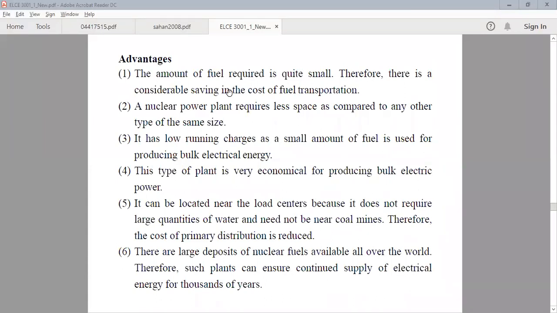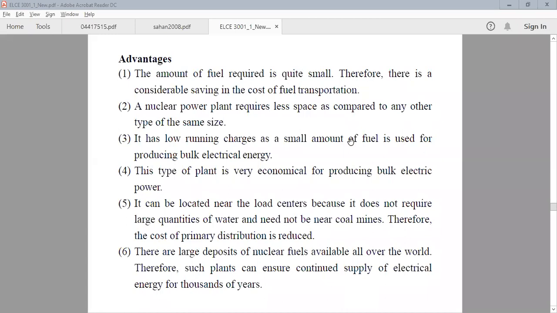We use uranium, so fuel is small. So cost of fuel transportation is low. It requires less space when we compare it to other types of the same size. Very small running charge, because a very small amount of fuel can produce bulk electrical energy.